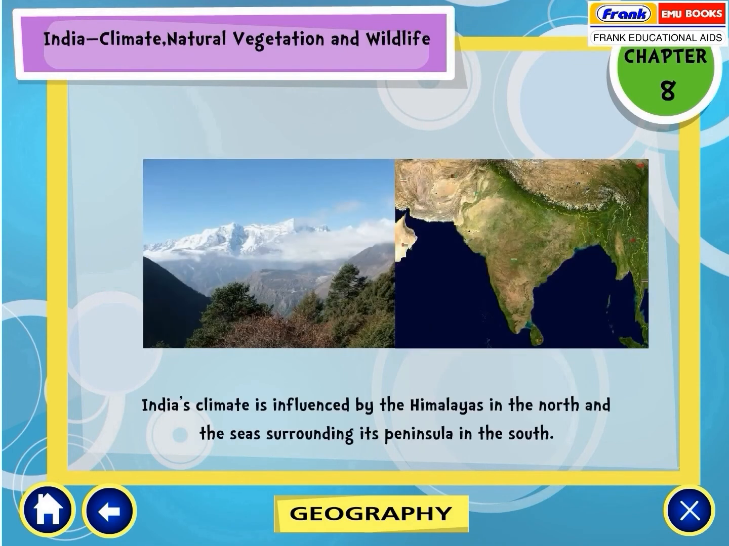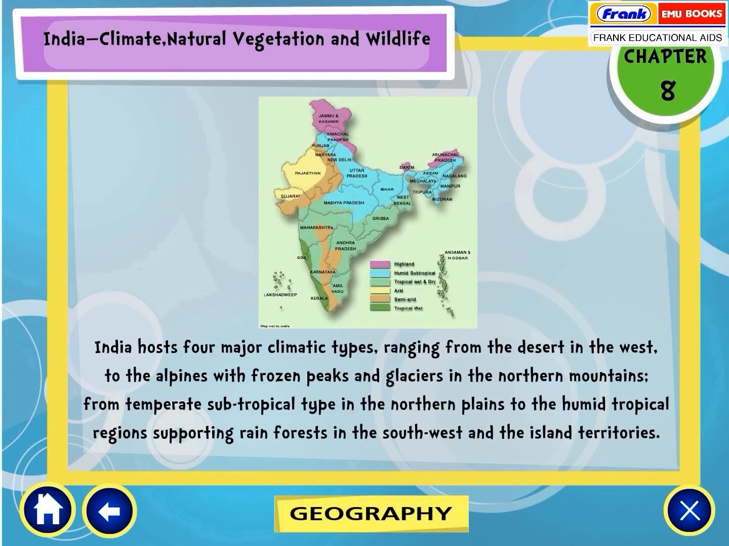India's climate is influenced by the Himalayas in the north and the seas surrounding its peninsula in the south. India hosts 4 major climatic types, ranging from the desert in the west to the alpines with frozen peaks and glaciers in the northern mountains.